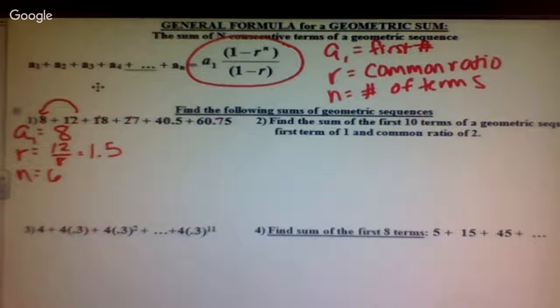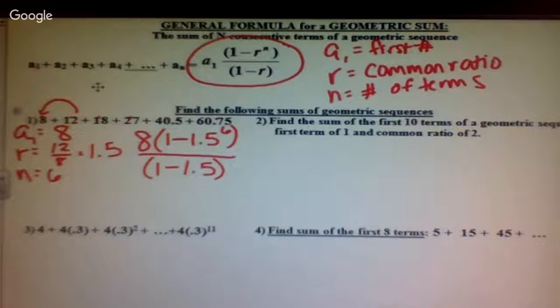So, why don't you plug this into your calculator? 8 times 1 minus my R value, which is 1.5, raised to the 6th power, divided by 1 minus 1.5. That's your formula. Just as you see it: 8, open your parentheses, 1 minus 1.5, raised to the 6, close your parentheses, divided by, open parenthesis, 1 minus 1.5. I got 166. And I agree. 166.25. So if you would take all of these numbers and add them up, it should equal 166.25.